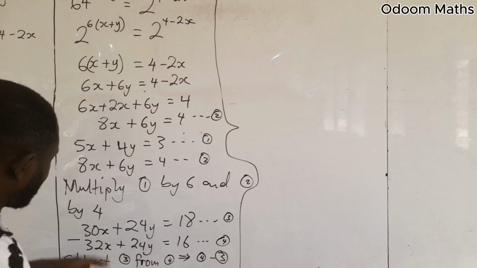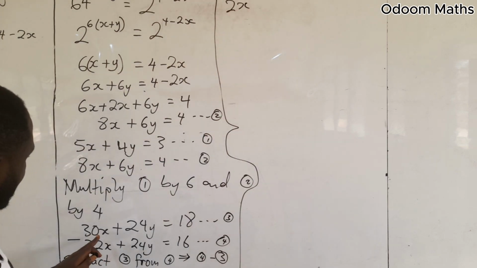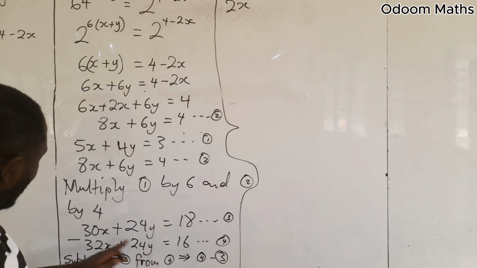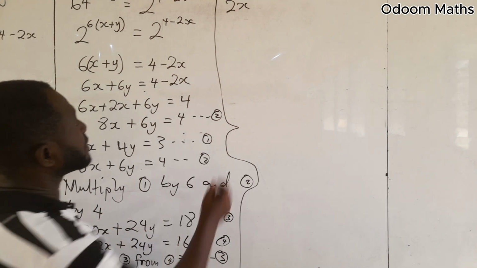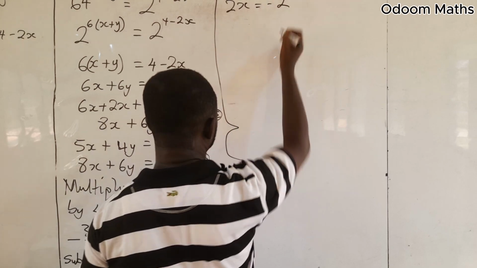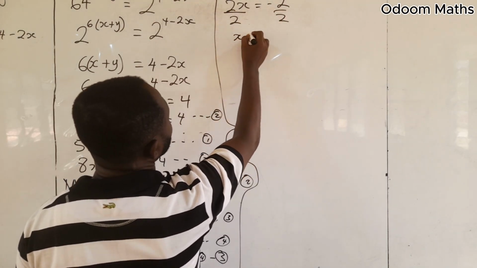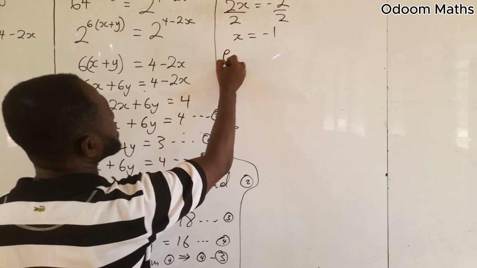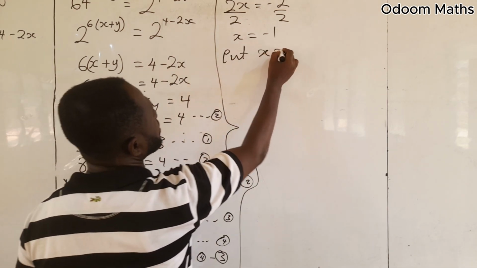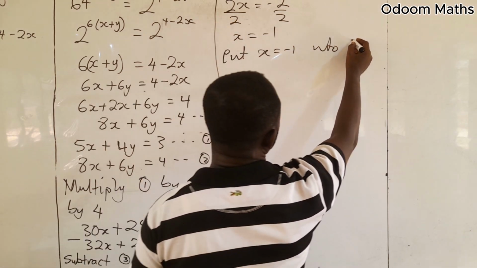So equation 4 minus equation 3. 32x minus 30x becomes 2x. Then 24y minus 24y will be 0. So 16 minus 18 will be negative 2. Then I'll divide both sides by 2. So x becomes negative 1. Then again, we put x equals negative 1 into any of the equations. So let me say equation 1.